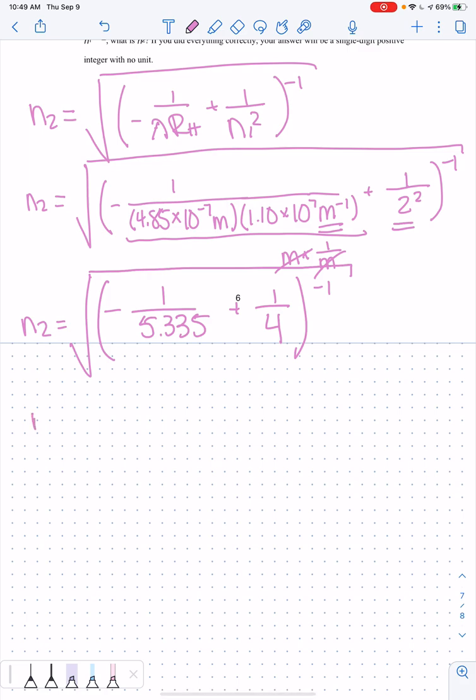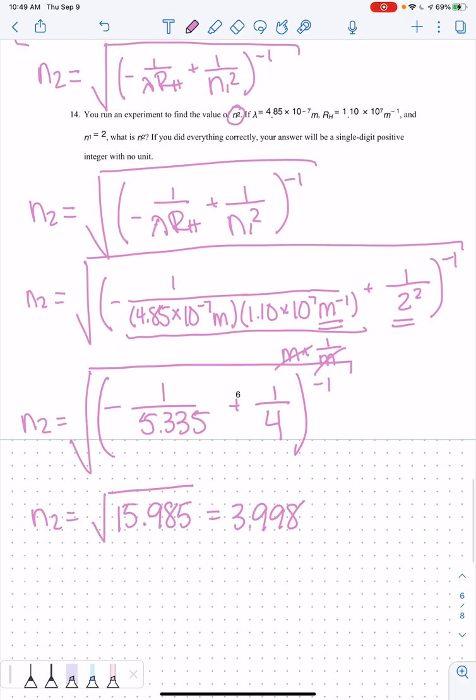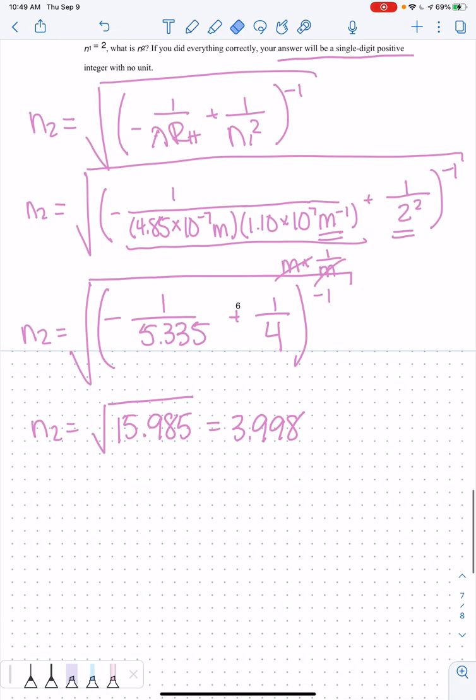And so then to continue plugging this into our calculator, we would get n2 is equal to the square root of 15.985. And when you plug that into your calculator, you get 3.998. And since the original problem says we want our answer in a single digit positive integer, we can round this to 4. And that would be your answer to number 14.